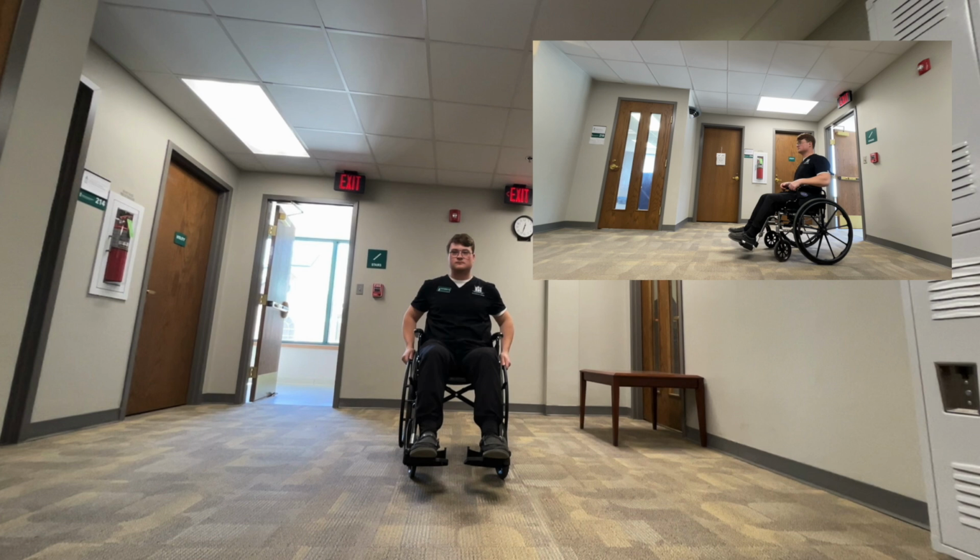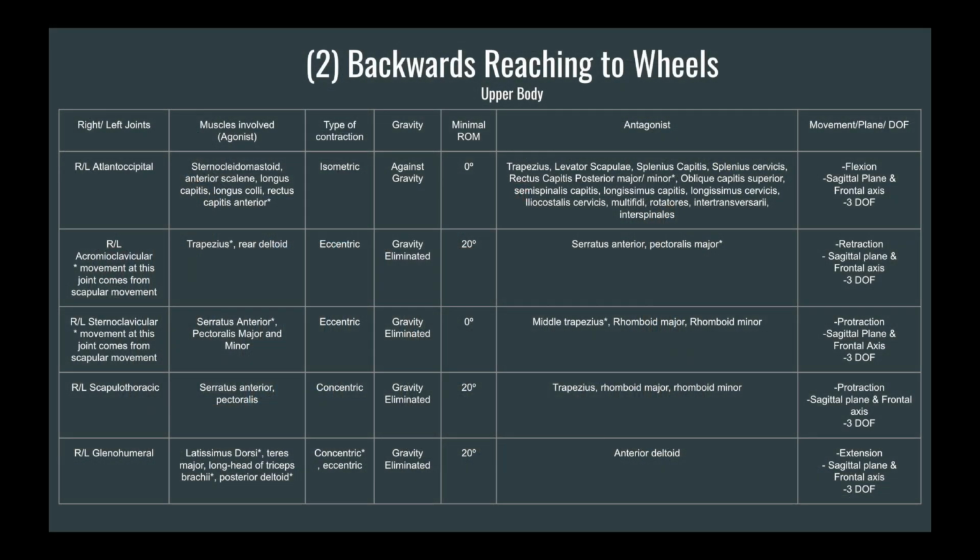For phase 2, the movement we analyzed was going from static sitting to grasping the wheels in preparation to move forward. Beginning with the atlanto-occipital joint, the neck is in flexion, and the movement is occurring in the sagittal plane along the frontal axis. The main agonist involved in this movement is the rectus capitis anterior, and the main antagonist is the rectus capitis posterior minor.